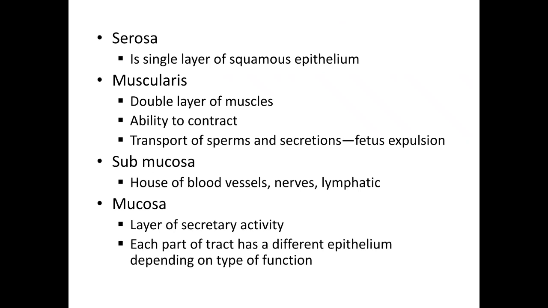The muscularis is the double layer of muscle. It has the ability to contract. It helps in the transport of sperm and secretions, and it helps in fetus expulsion. Submucosa is the house of the blood vessels, nerve supplies and the lymphatics. Mucosa is the anterior-most layer, and it is the secretory layer. Each part of the tract has a different epithelium depending on the type of function.